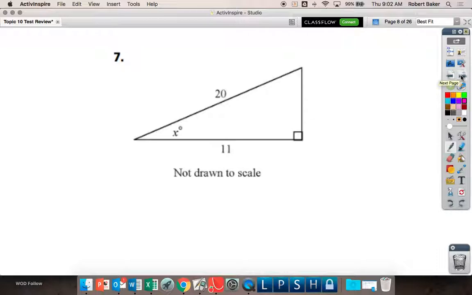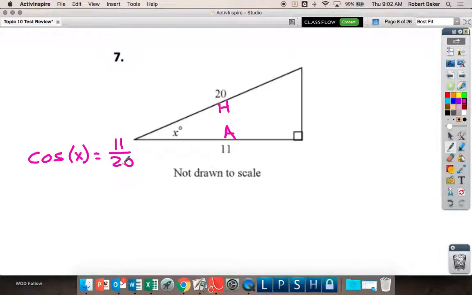Here we go. We are solving for an angle measurement again. That should key you that you're using the inverse of a trigonometric function. What is the trig function that uses 11 and 20? Cosine is adjacent over hypotenuse. That's what I have. So I can do the cosine of x equals 11 over 20.